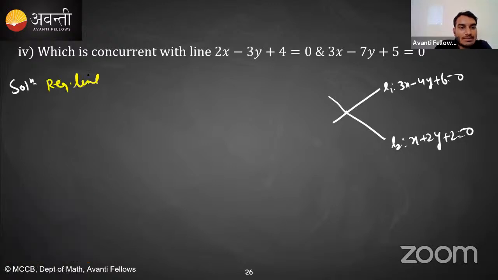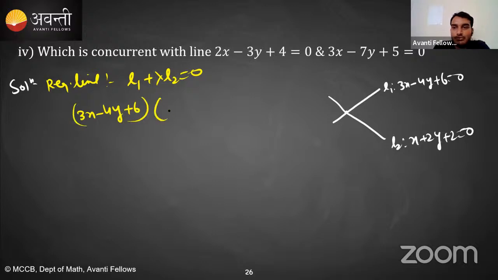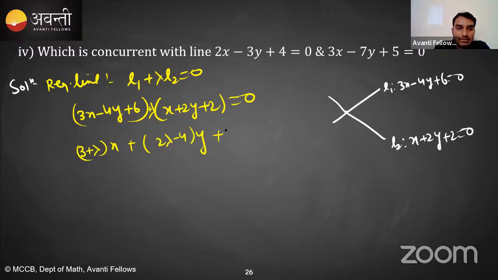Now what will you assume? The line is always passing through the point of intersection of L1 and L2, so the required line would be L1 plus lambda L2 is equal to 0. What do we get? 3x minus 4y plus 6, plus lambda times x plus 2y plus 2 is equal to 0. So what you are getting is 3 plus lambda into x, plus 2 lambda minus 4 into y, plus 2 lambda plus 6 is equal to 0.